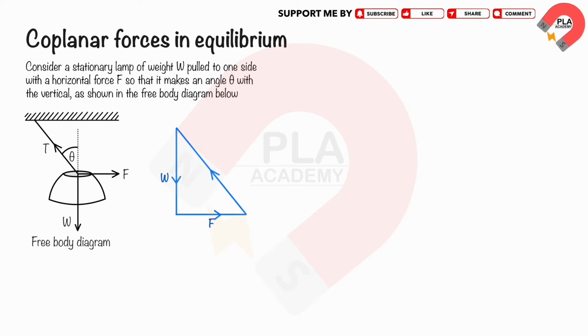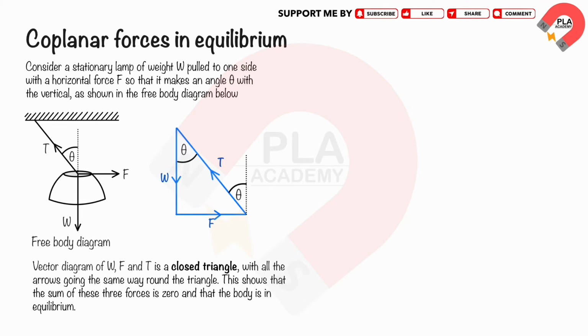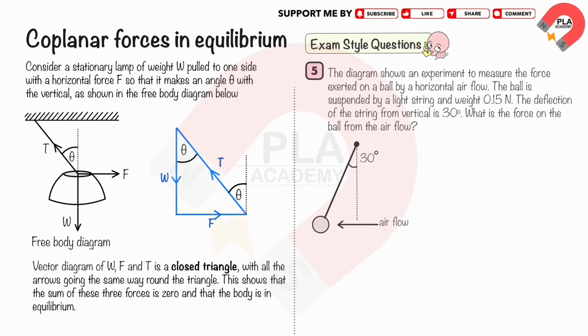Draw the tension vector T, connecting the tail of T to the head of F. These angles are θ. The vector diagram of W, F and T is a closed triangle, with all the arrows going the same way round the triangle. This shows that the sum of these three forces is zero, and that the body is in equilibrium.